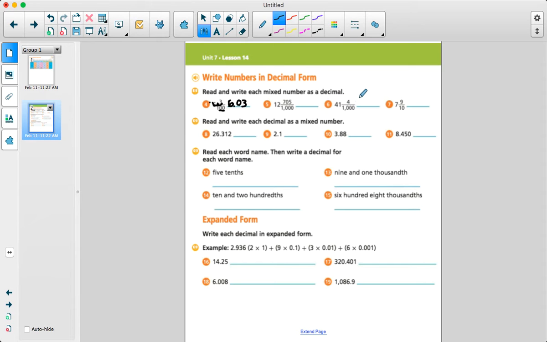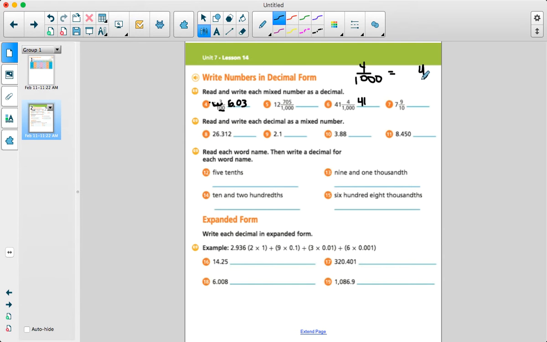So my whole number, again, stays the same. I still have my 41. All right, and I'm just going to rewrite 4 over 1,000 up here just to give us a little bit more space. And I'm going to count my zeros just like I did before. If I was just writing 4 1,000ths, I would count my zeros. I've got 1, 2, 3 zeros. So I'm going to write my 4, give myself a little space because I know I'm going to have to go over a little bit.